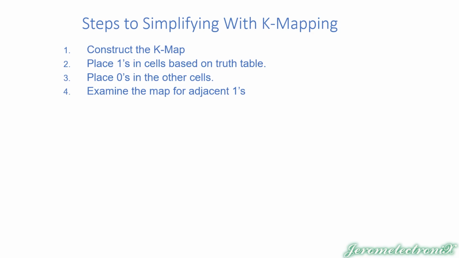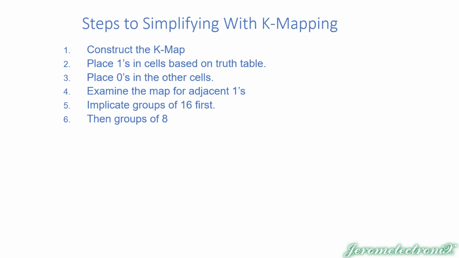Then we're going to examine the map for adjacent ones. Remember, that's not diagonal, that's adjacent, side by side, above and below. We're going to implicate groups of 16, if at all possible, if the K-map's that big. In fact, if it's even bigger, we might look for groups of 32 or even 64. But for what we're going to be doing in the assignments and assessments, we won't get much bigger than a group of 16.